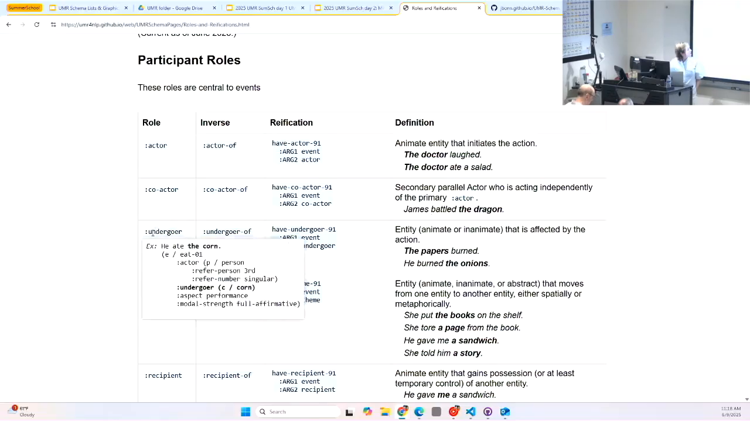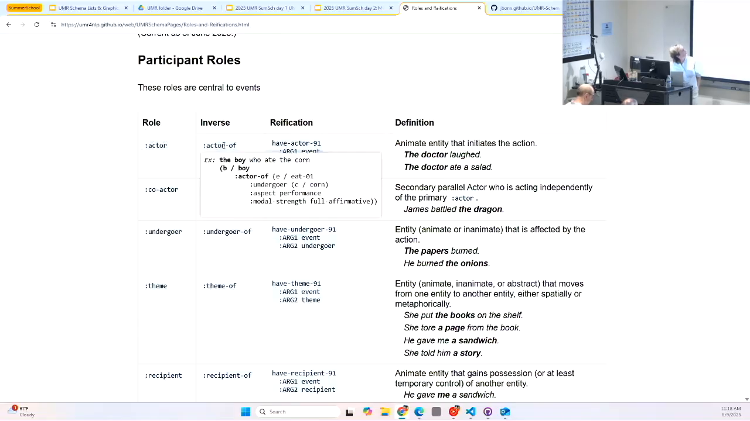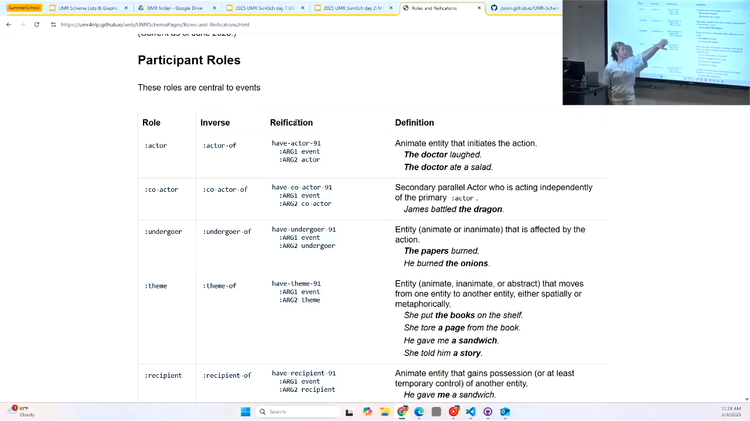Undergoer, so this is kind of the proto-patient role. Oh, and then the last thing I should mention is each of these roles is listed with its inverse role and its reification. We haven't talked about reification yet, but anything that's a relation can also be expressed in the UMR graph as a role set. So if A has a relation of undergoer to B, then A is the event and B is the undergoer. Does that make sense?